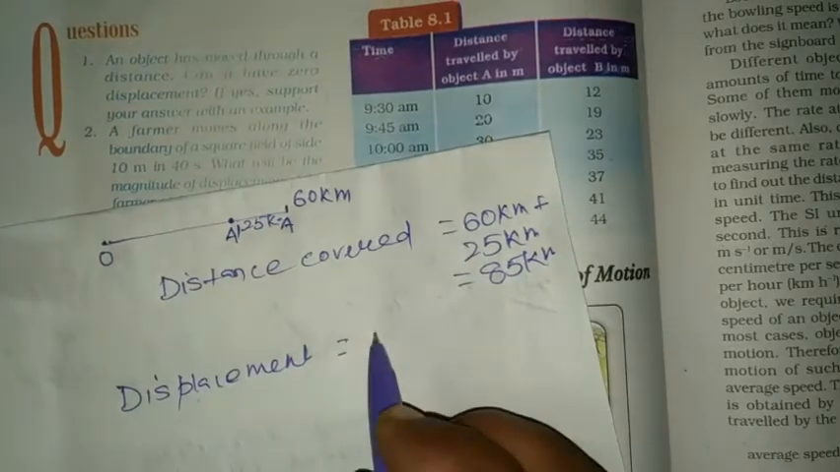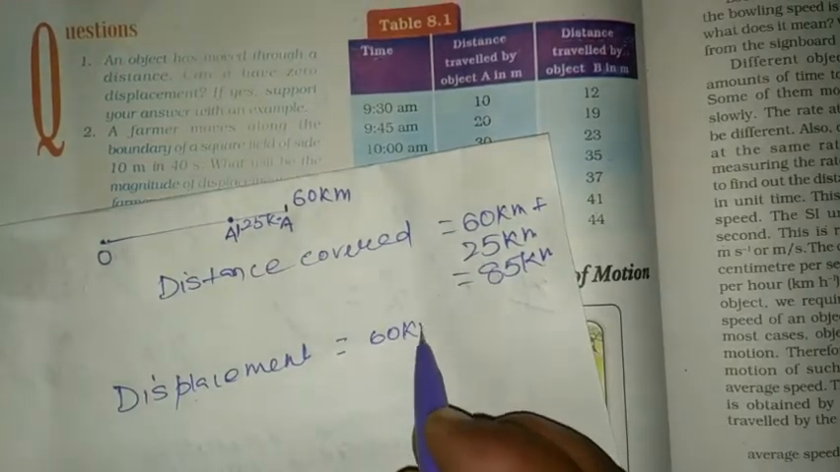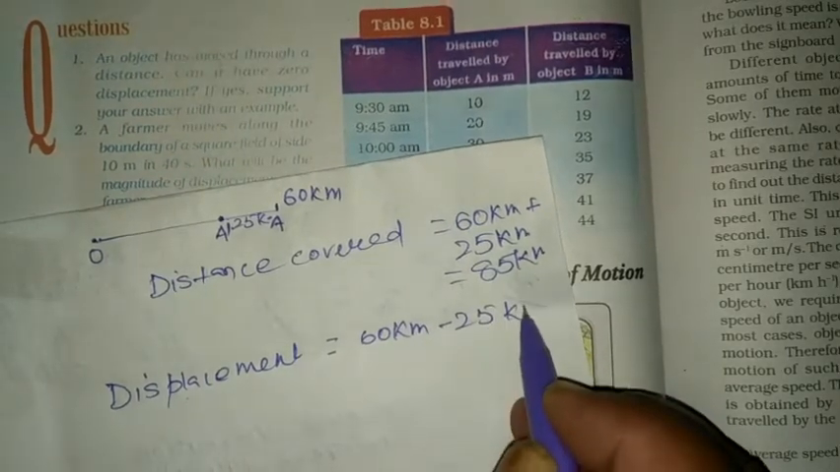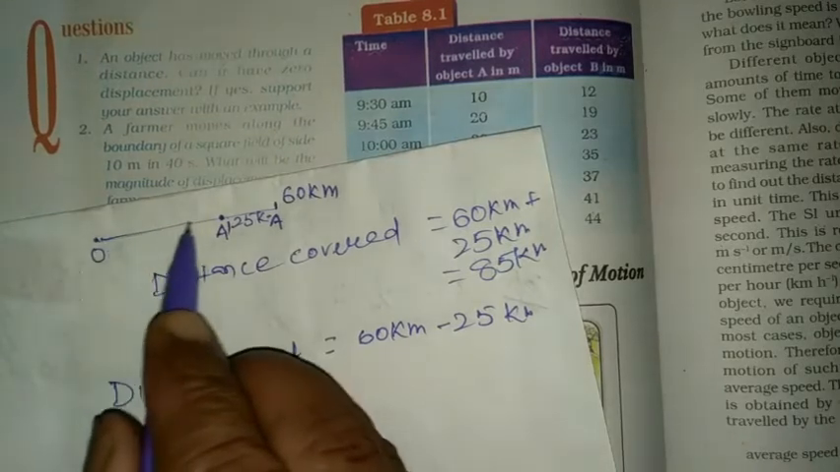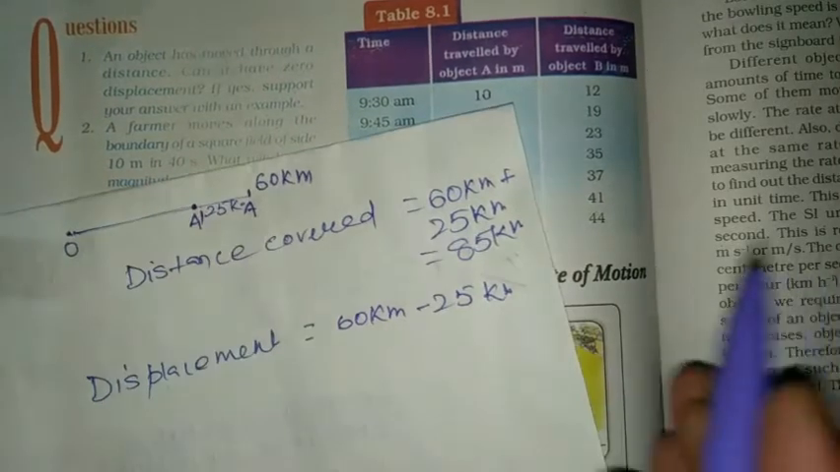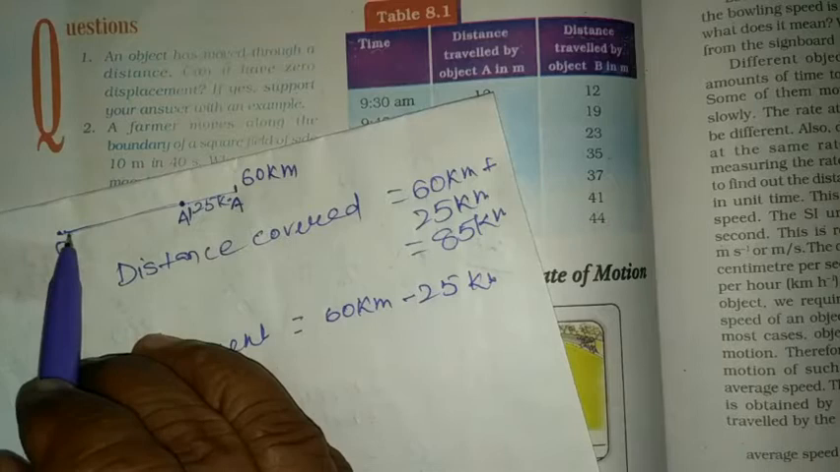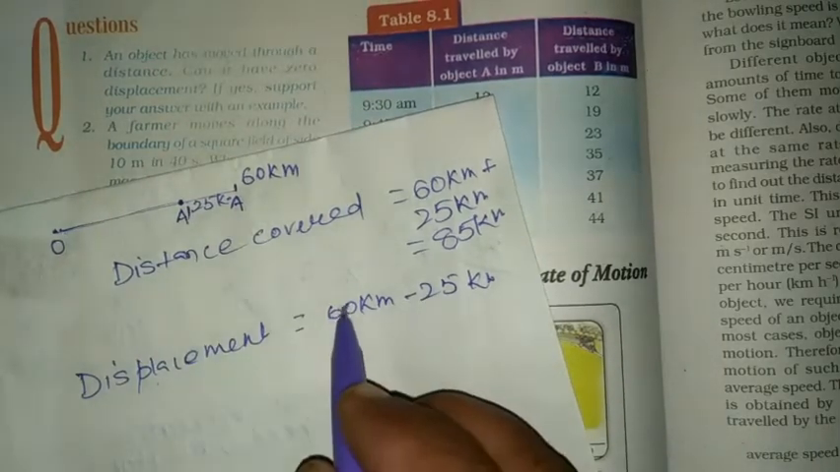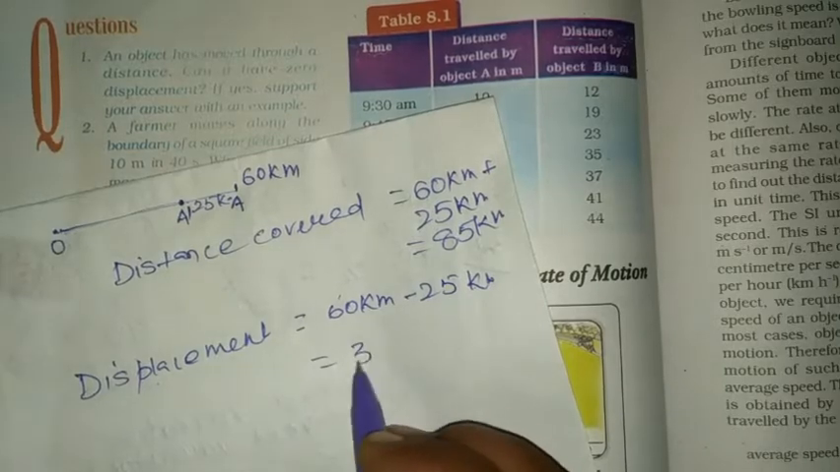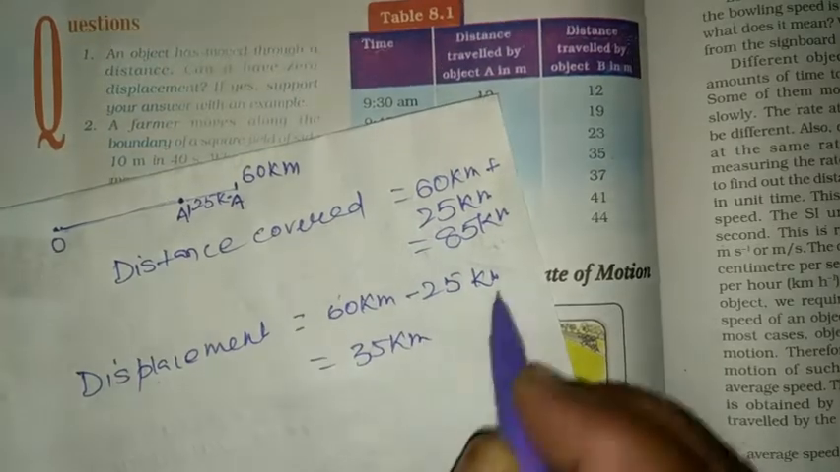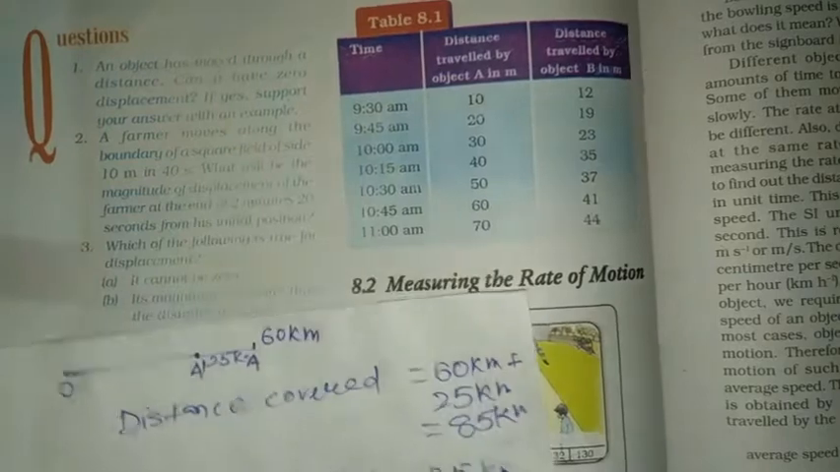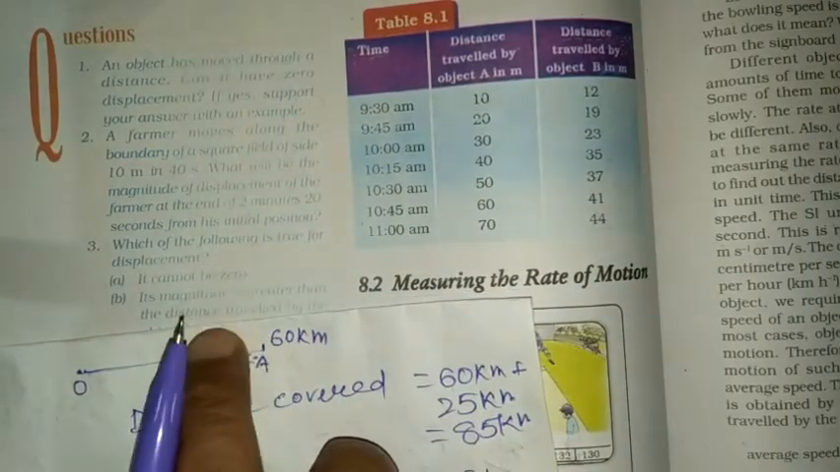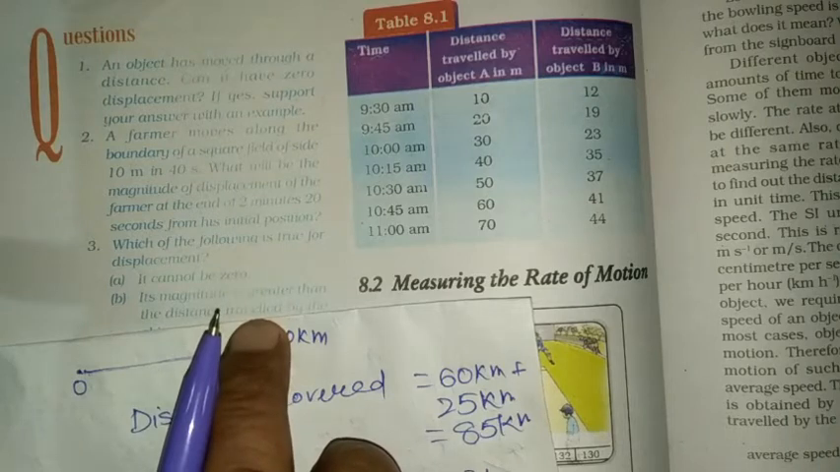So here the displacement will be 60 kilometers minus 25 kilometers, because this is the displacement from the initial point to the final point, means the difference thereon. Now it is 35 kilometers. So in such a way, you will have to try to find the suitable answer. If you find any difficulty, you may send me a message on the WhatsApp number.